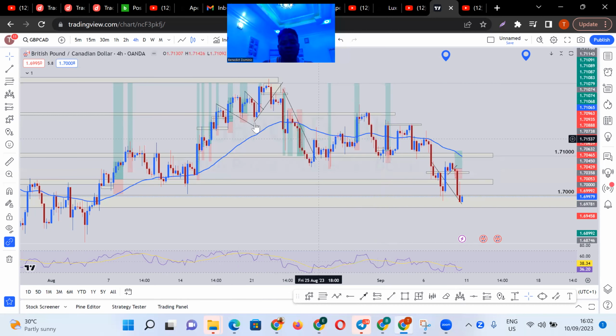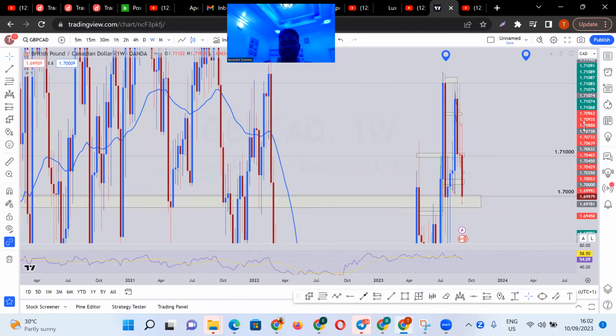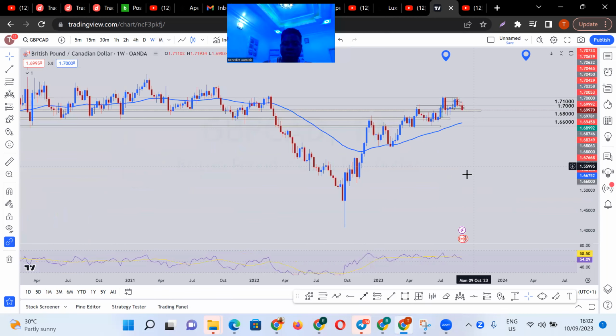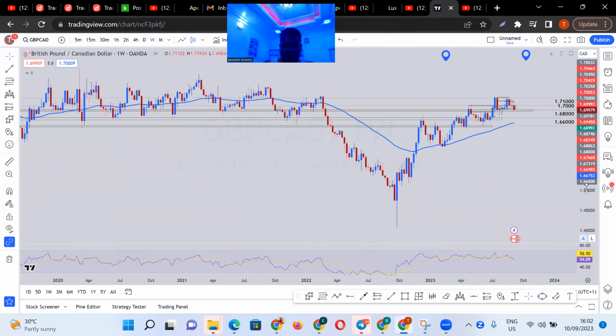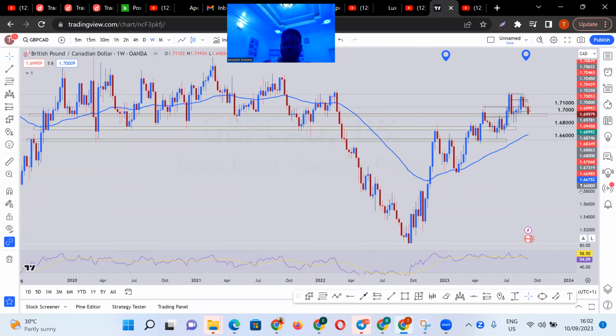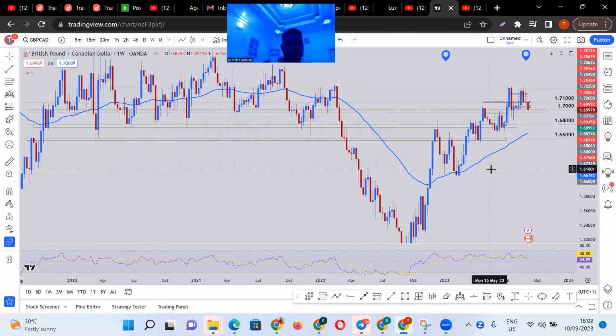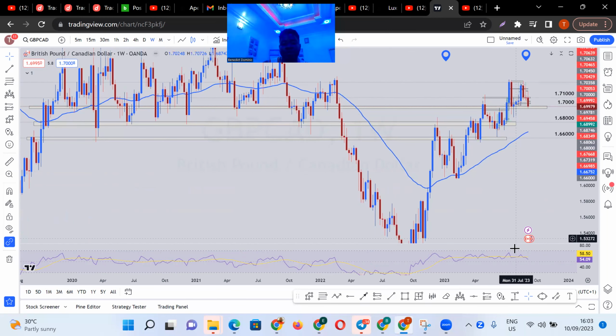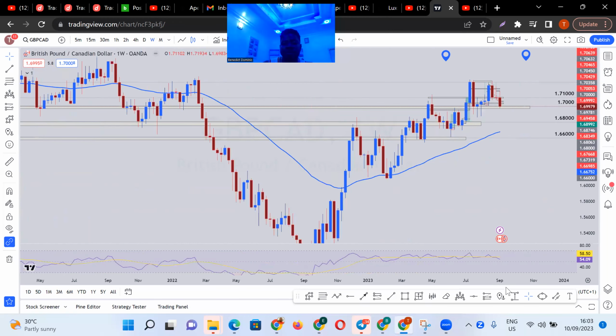Then I go to weekly time frame to mark my area of interest. I just look out for areas of support and resistance. This is a support. This is a support. Support, resistance. Once I see three touches in a particular area, I will just pick it up.